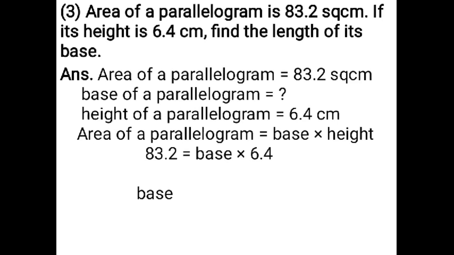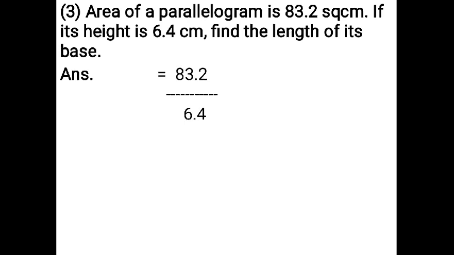Base is equal to 83.2 upon 6.4. The formula of base of a parallelogram is area upon height. In both the numbers 83.2 and 6.4 there is a decimal point, and after the decimal point there is one digit. If you have one digit after the decimal point, you have to multiply by 10 both on numerator and denominator. That is equal to 83.2 upon 6.4 multiplied by 10 upon 10.